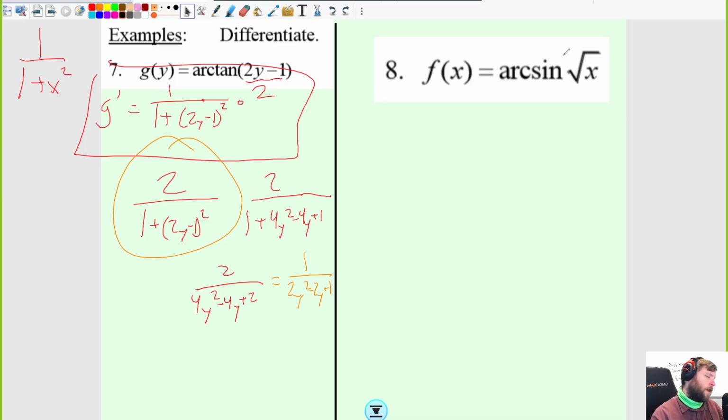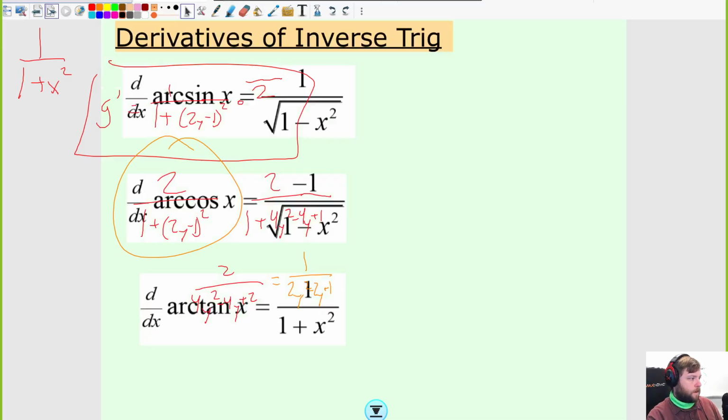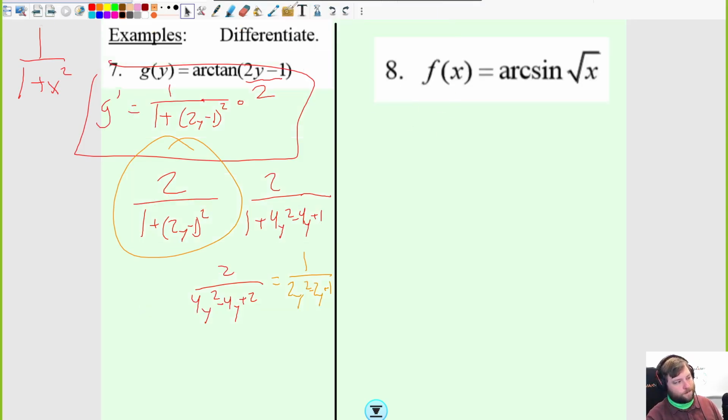Okay, number 8. Arcsine. So then do I assign the negative or the positive one? If you don't know, flip a coin. Or go back. It's the positive one. So it's going to be 1 over square root of 1 minus square root of x squared, times 1 over 2 square root of x. That's the derivative of the inside.